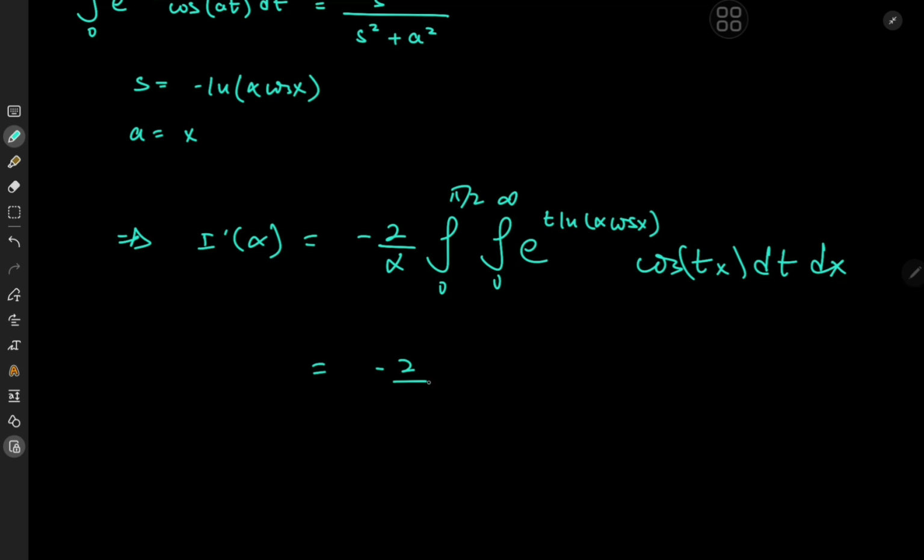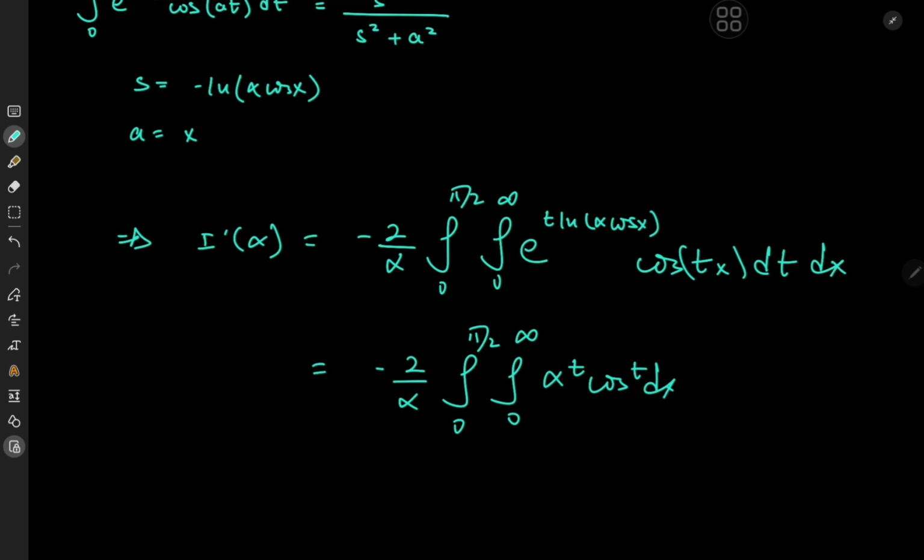So we have negative 2 by alpha times the integral from 0 to pi by 2 of the integral from 0 to infinity of alpha to the t times cosine to the t of x. No, wait, this was alpha. Terribly sorry about that. The parameter is alpha.